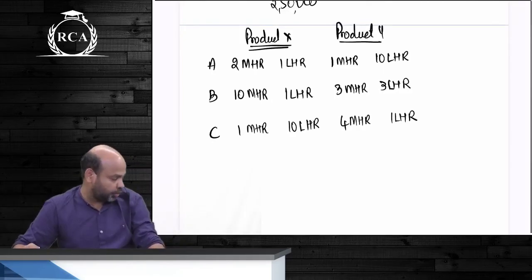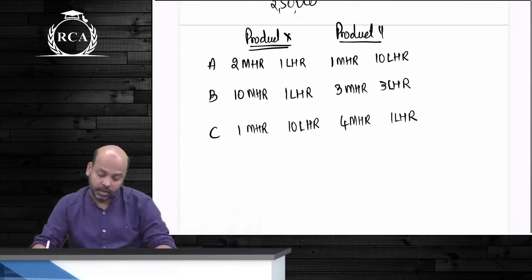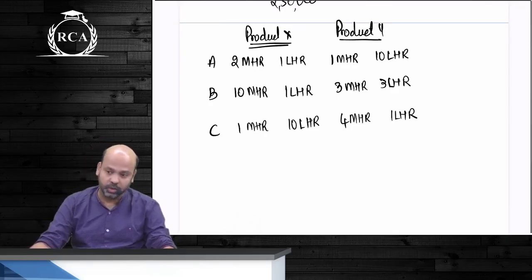Arrive at the overhead allocation, guys, based on both blanket rate as well as departmental rate. If you follow departmental rate, what will be the overhead allocation? And if you follow blanket rate, what will be the overhead allocation?